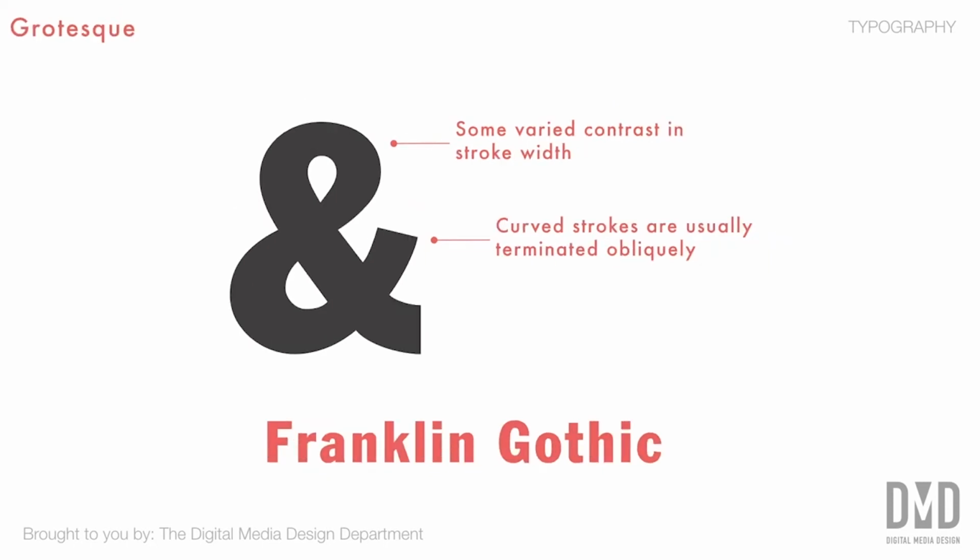Now we have Grotesque, and this is Franklin Gothic. There is some varied contrast in the stroke width, and the curved strokes are usually terminated obliquely, or at an angle. When you're trying to classify typefaces, a telltale sign is the curved strokes. Ask yourself, do they end with a sharp edge or are they terminated at an oblique angle? That small detail will help you narrow down the classification.